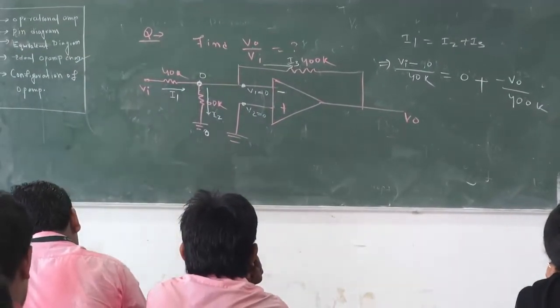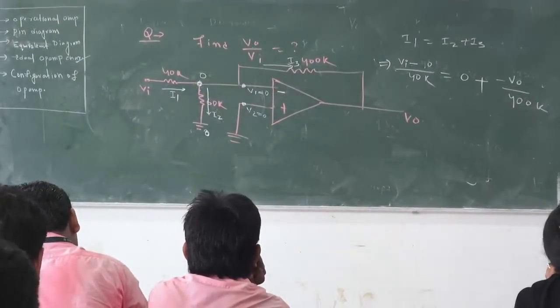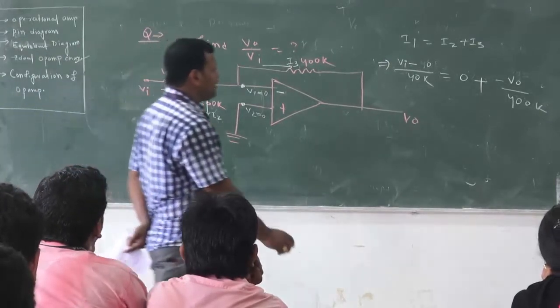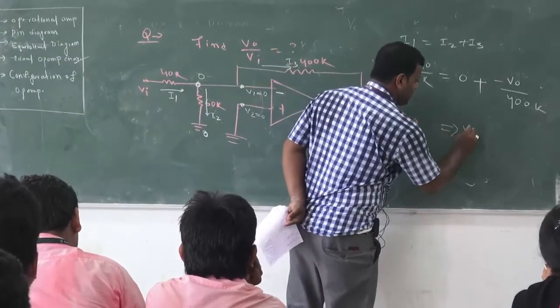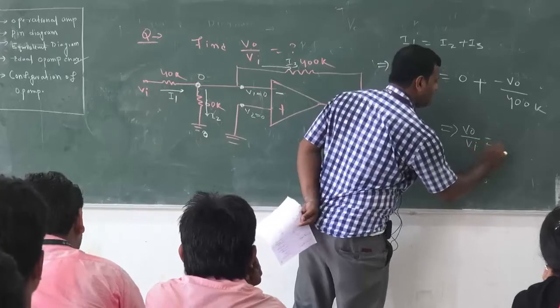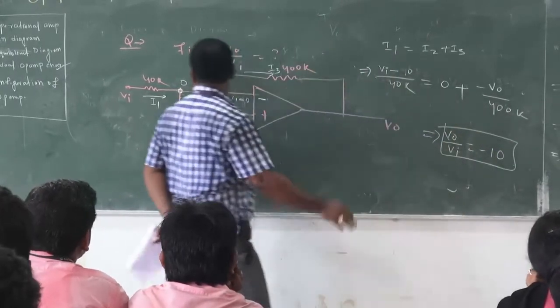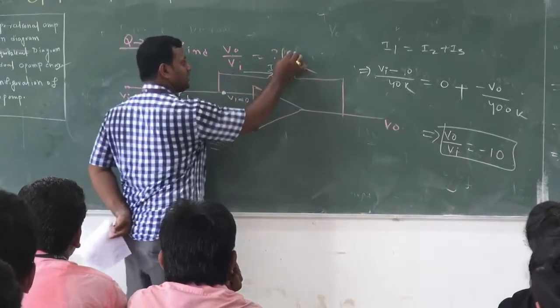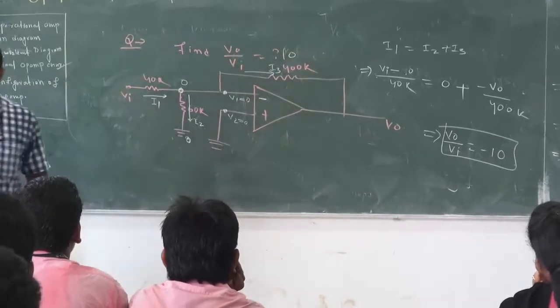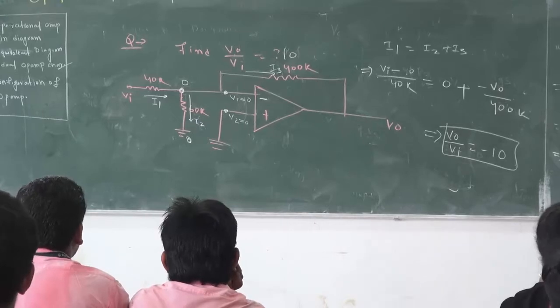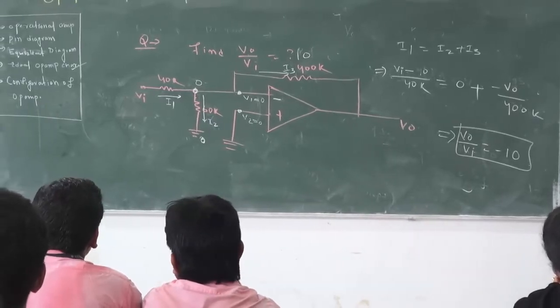Then what is V naught by Vi? 10 or minus 10? Then V naught by Vi is equal to minus 10. So to find V naught by Vi, it is simply 10 and it is a unitless quantity. This was the problem based upon non-inverting, right now.